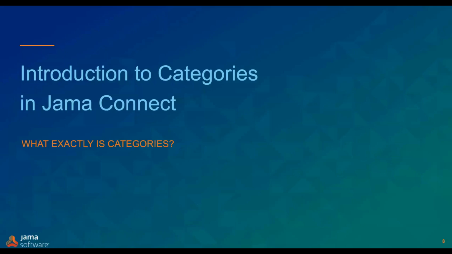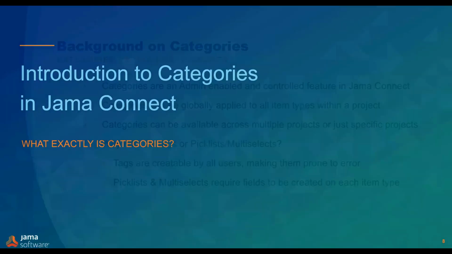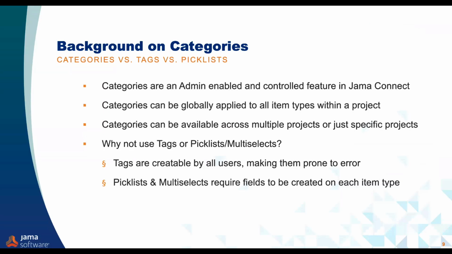With our foundation laid there on what the problem is, I want to talk more about what categories are. So, what exactly is a category? Why do we believe this is a great option for you and the team to try and enable within your tool? Specifically, categories have some similar feel to some other features within Jama, like tags and pick lists. However, categories kind of win out overall with this specific use case for a number of reasons.